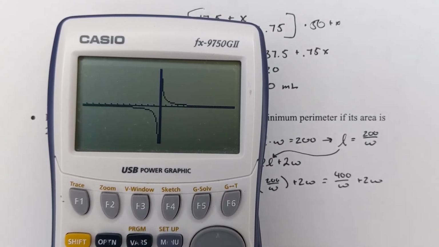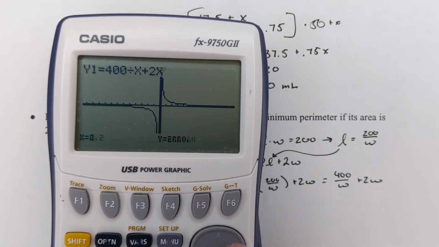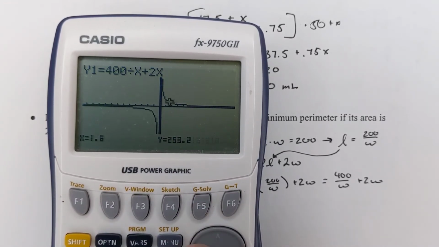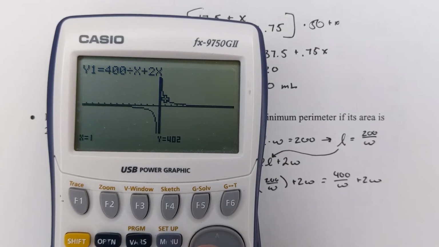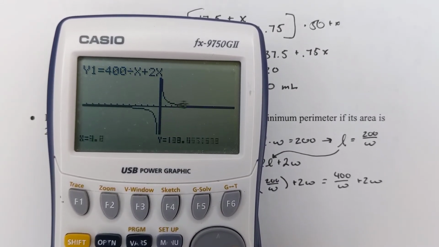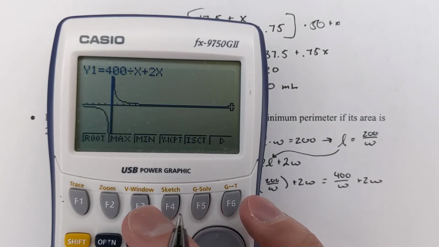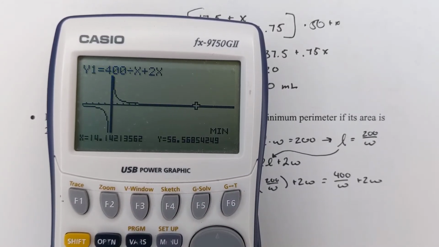Let's see, what is the problem? It should be over here somewhere, because I didn't go far enough over. That's the problem. Let's try G-solve minimum. There it is. So the minimum value is at a width of 14.14. What does it want to know?